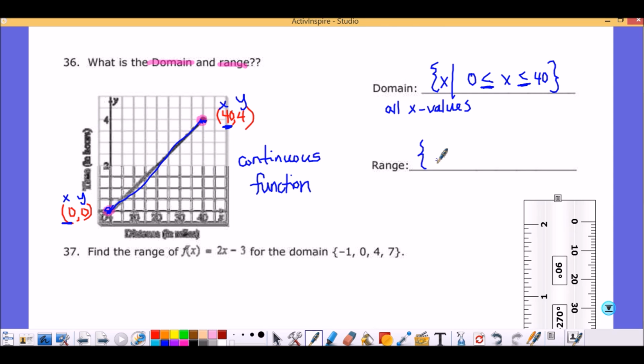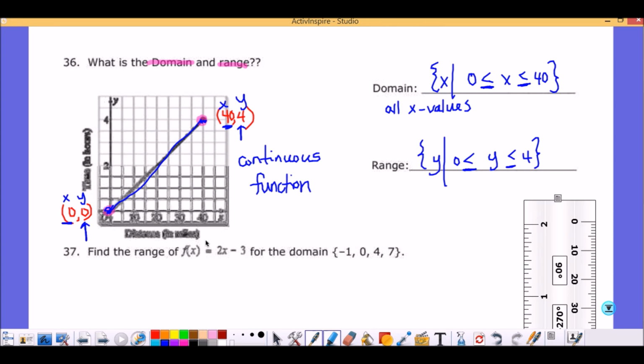And same thing with the range. So that's all my y values such that my y values begin at 0, less than y, which is less than 4. So let's look at the dots. The dots are shaded, so there should be lines underneath them.